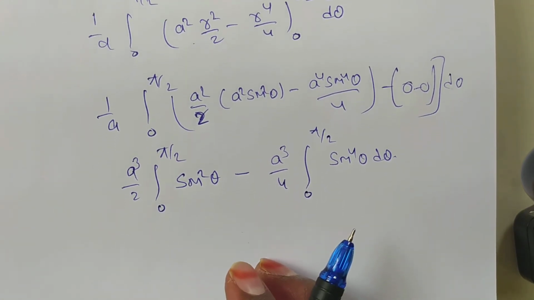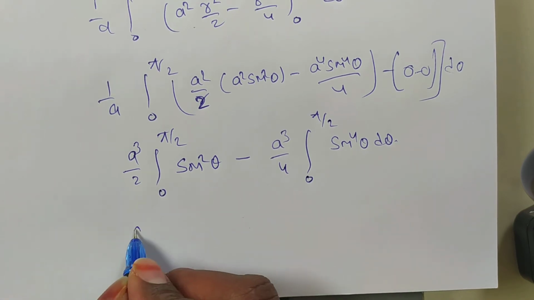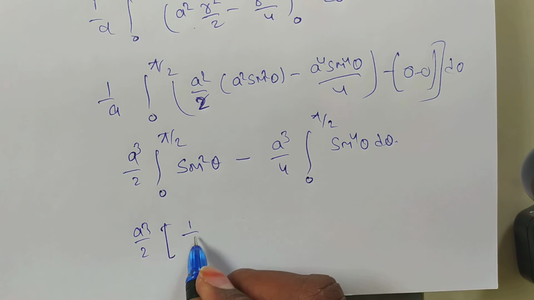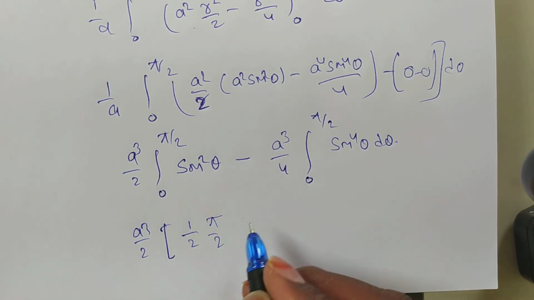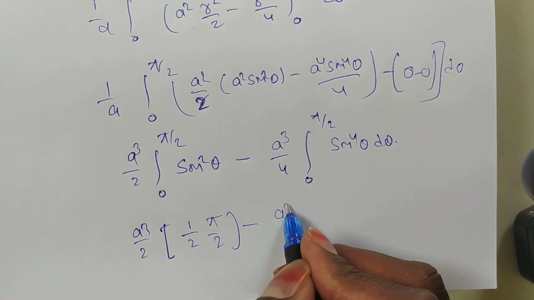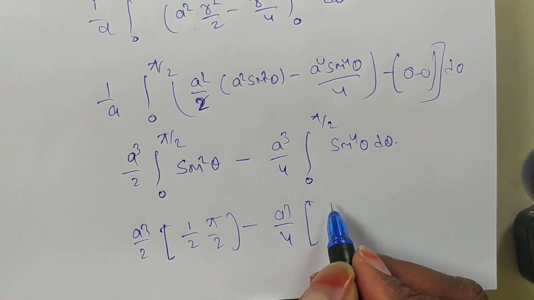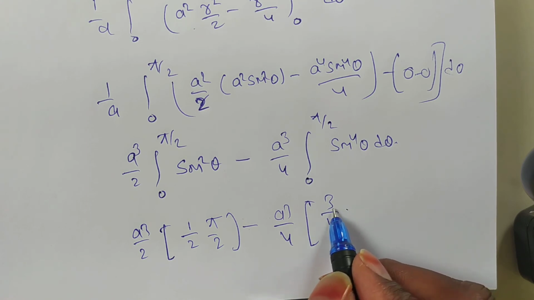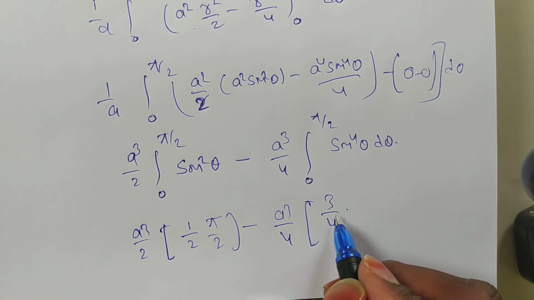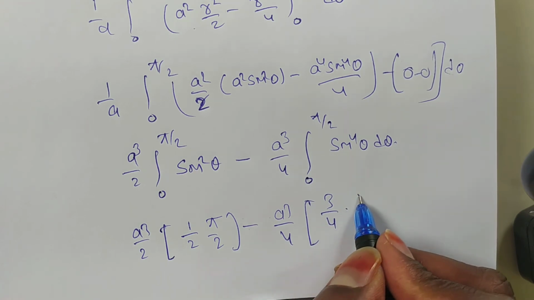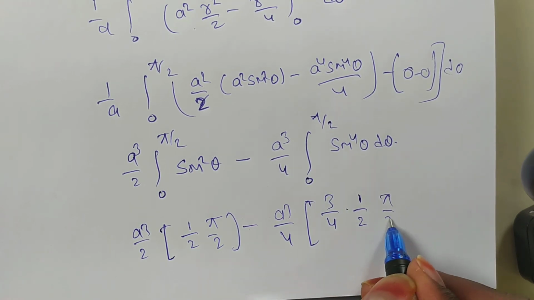From the Wallis theorem you can write this as a cube by 2, then here you have 1 by 2, and pi by 2, since it is even, that is why pi by 2 we write from the Wallis theorem, minus this is over. Now a cube by 4 is the LCM. In this case you will have 3 by 4. From 3 by 4 you can remove 2 from numerator and denominator, then you will have 1 by 2, and you write pi by 2.